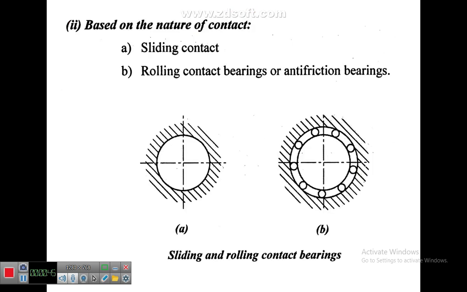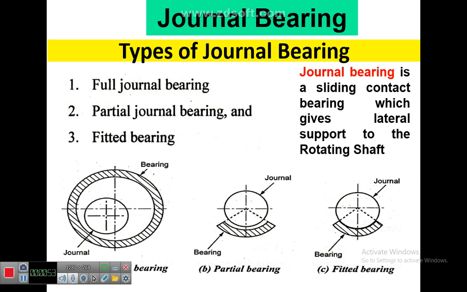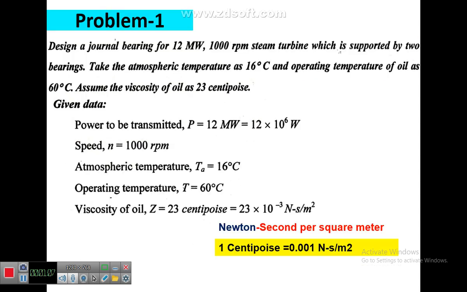The next classification is based on the nature of contact. The first one is sliding contact, another one is rolling contact. Coming to the journal bearing, journal bearings are classified as full journal bearing, partial and fitted bearing. A journal bearing is nothing but a sliding contact bearing which gives lateral support to the rotating shaft.